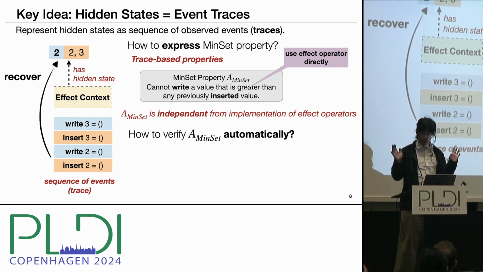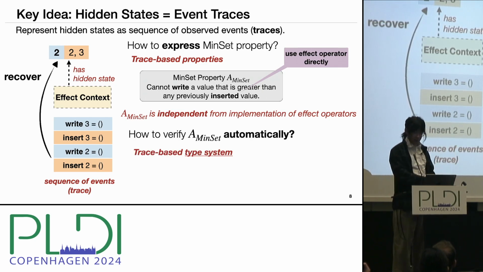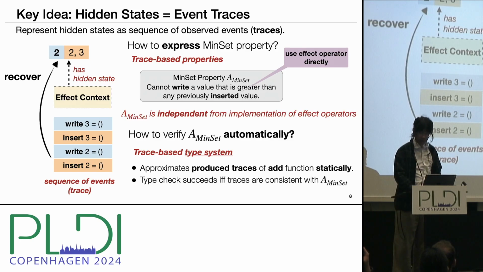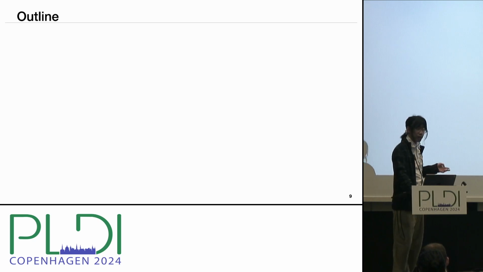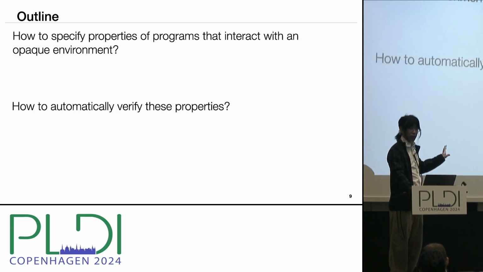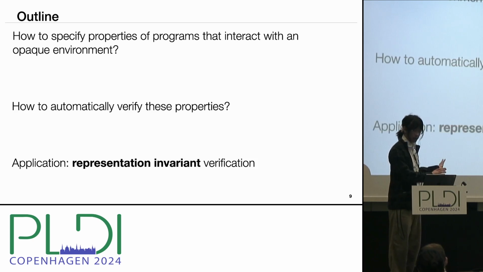And how can we automatically verify it? We introduce a trace-based type system. We statically approximate the produced trace of the add function and check if that is consistent with the min set property. Okay, so for the rest of the talk, following this outline, I will give a more detailed solution to these two challenges and a concrete application: how we verify the representation invariant.